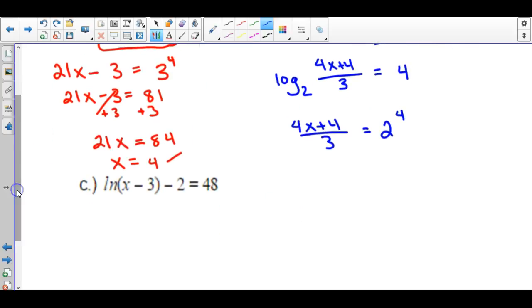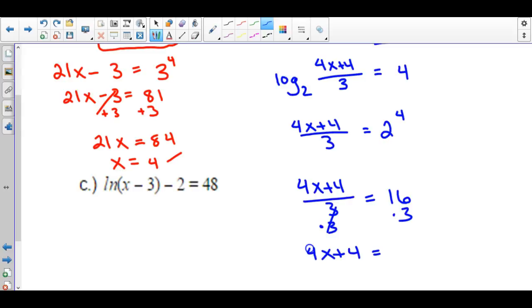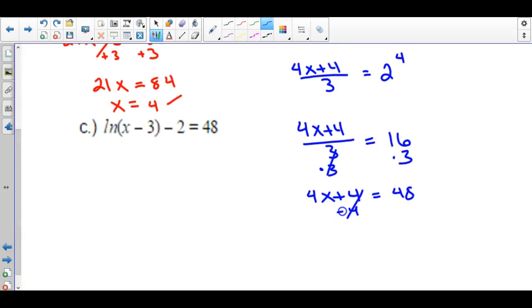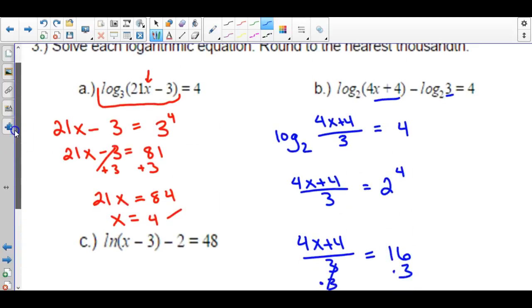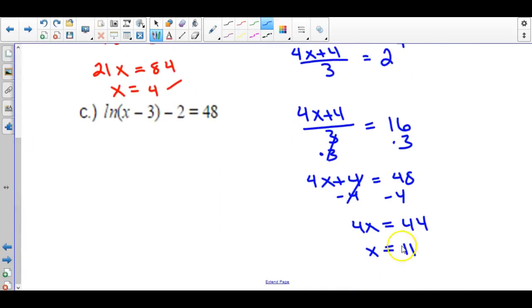So I'm going to scroll down a little bit. This is going to turn into (4x plus 4) over 3 equals 16. So 2 times 2 times 2 times 2. I'm going to now multiply both sides by 3. So that's going to get rid of the 3 in the denominator here if I do it on the other side. So I'll be left with 4x plus 4 equals 16 times 3, which is 48. And then solving from here, I'll subtract 4 on both sides, and that's going to give me 4x equals 44. Divide by 4, and x equals 11. So again, if you wanted to substitute that back up into the top expression, you could, and it would work out.